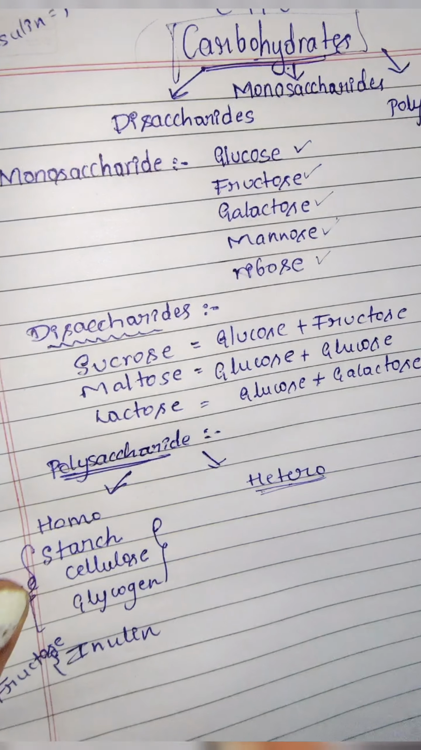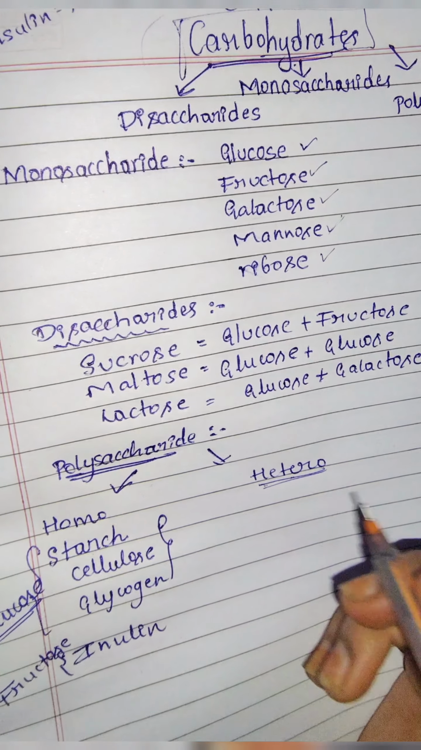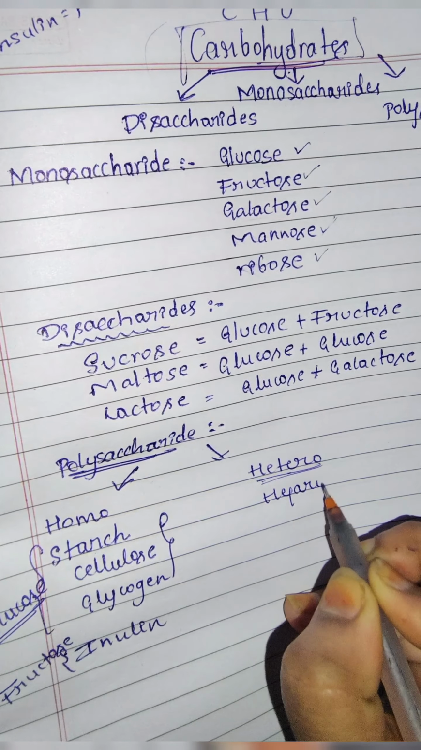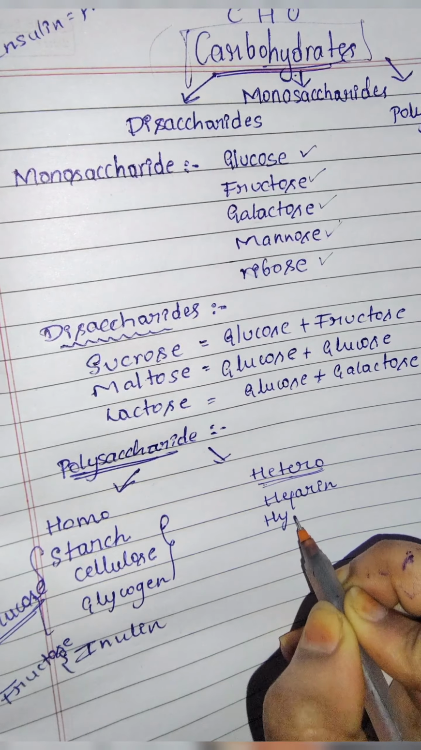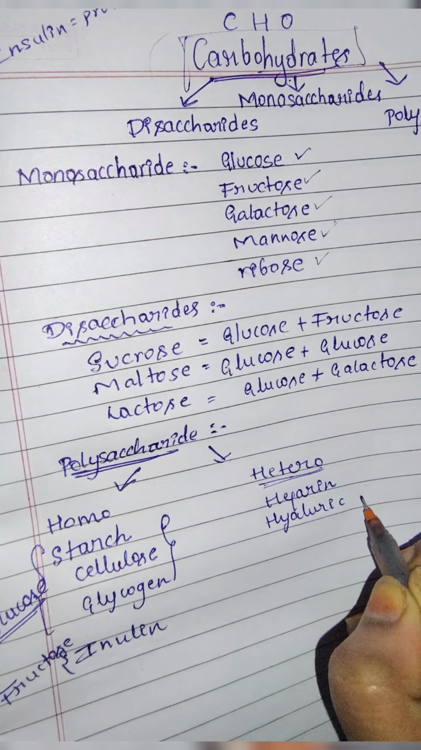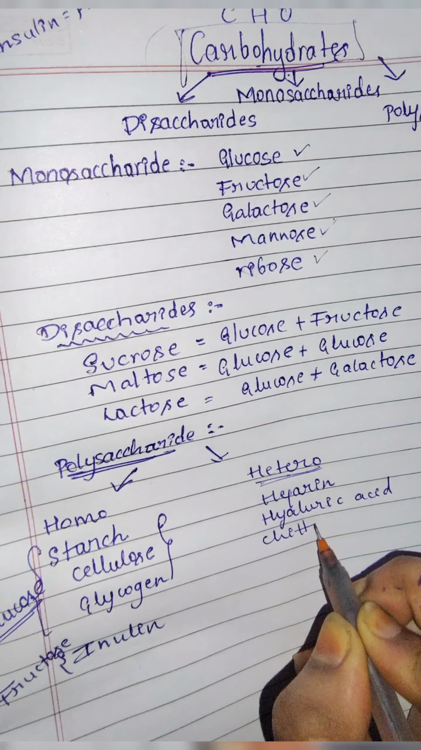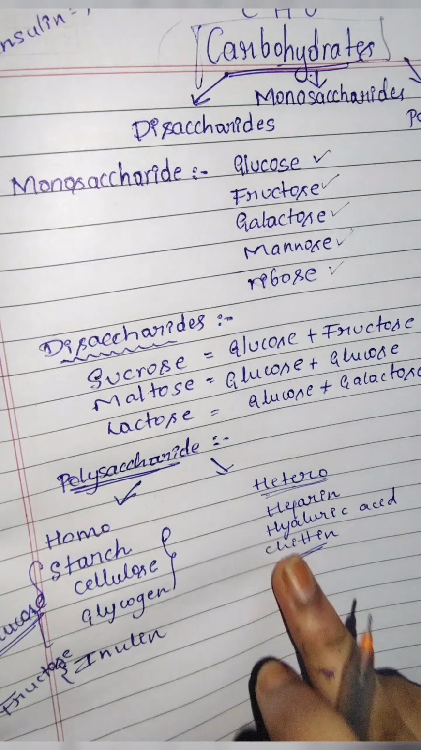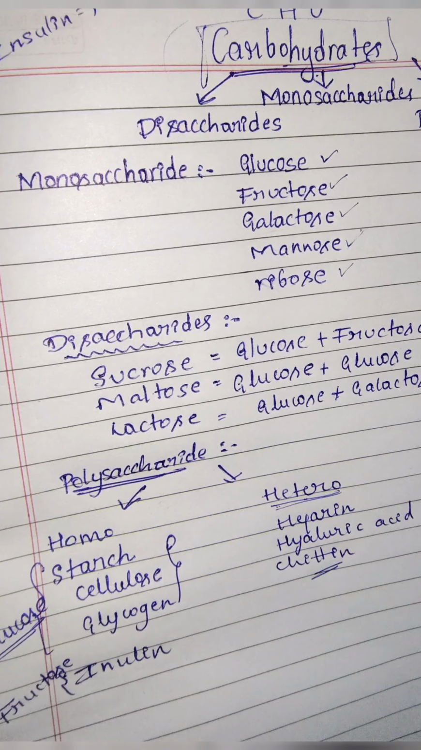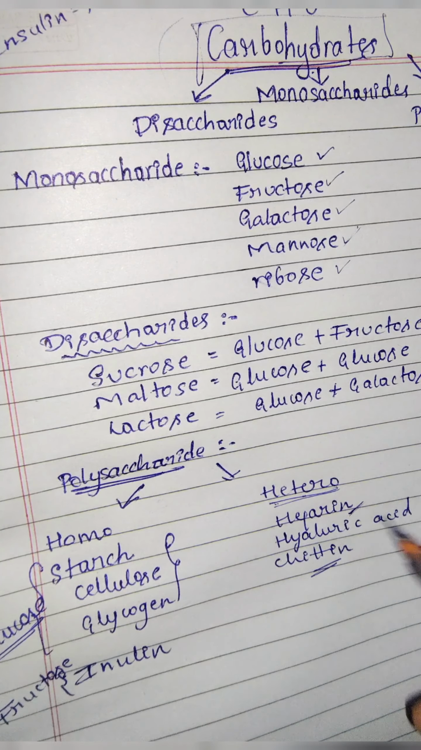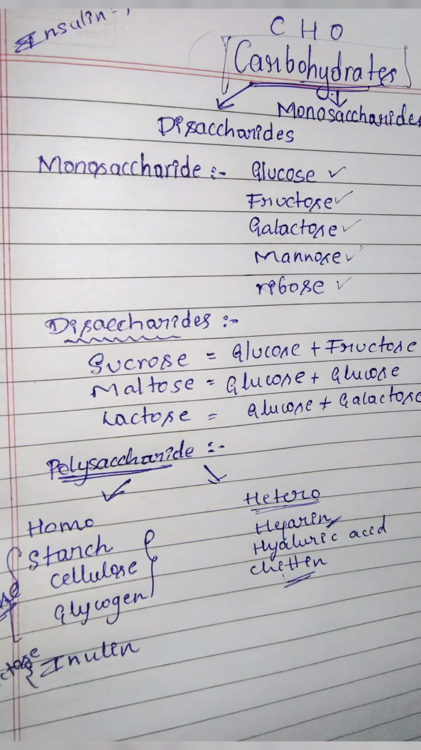Next we have the heteropolysaccharides. I'm just giving examples. Heteropolysaccharides include heparin, hyaluronic acid, and also chitin. Do you know this chitin? It's an exoskeleton material that we have learned, and you will be learning it in biology. And heparin is also a blood clotting agent, I think. Take a screenshot of it, which will be very useful for you while you're learning.